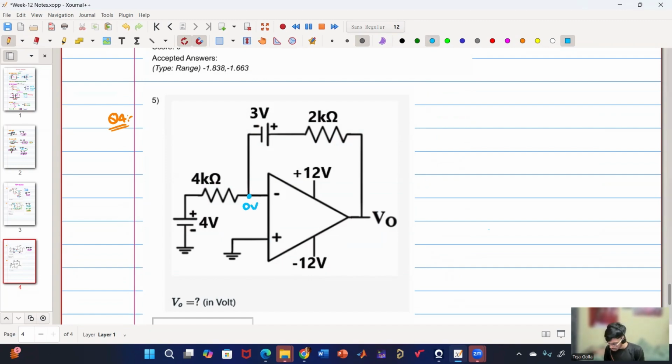Very good. So basically, you are saying the current flowing through this will be the same as the current flowing through this. So from that you got 4 minus 0 by 4k is equal to 3 minus V0 by 2k. So what is the value of V0? One volt. 1 volt. Very good.